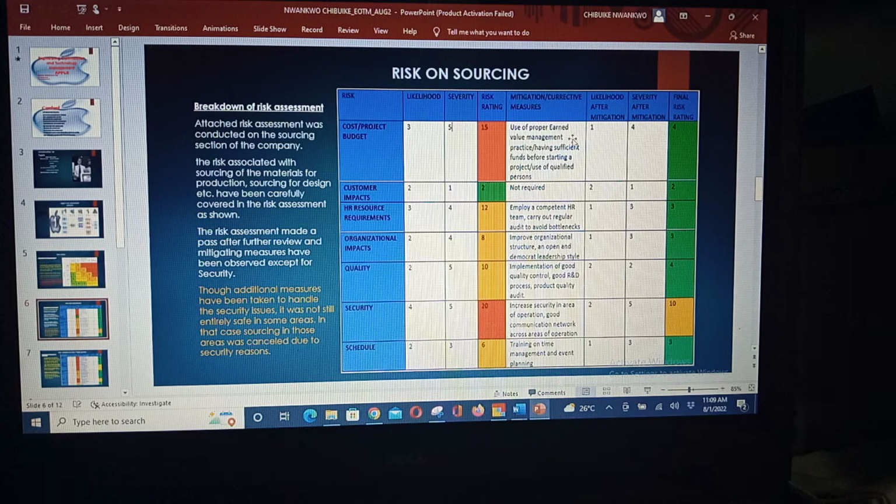Use of proper earned value management practice, which we treated in our main report. Having sufficient funds before starting a project so we don't leave it on the road. Use of qualified personnel so people don't make the wrong decisions.